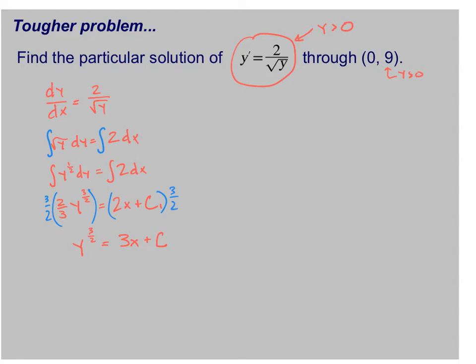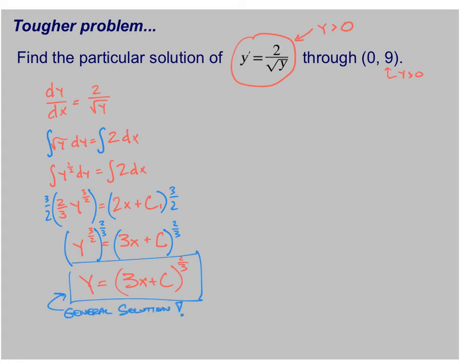Next thing we're going to do to solve for y is raise both sides of this equation to the 2/3 power. That's going to give us y equals the quantity 3x plus c to the 2/3 power. And this is our general solution. We need to find the particular solution, so we're going to go ahead and sub in the point 0 comma 9.